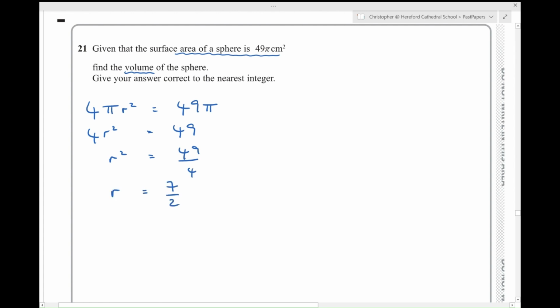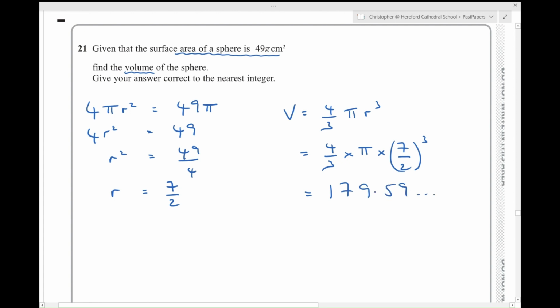Right. So I know the radius of my sphere. And again, I'm now asked to find the volume, but I know the formula for the volume of a sphere because it's given to me at the front of the paper. So it's going to be 4/3 times pi times 7/2 cubed. Put that in your calculator carefully, and you'll get the answer 179.59 and so on. And so to the nearest integer, my answer is 180 cubic centimetres. And that's question 21 complete.